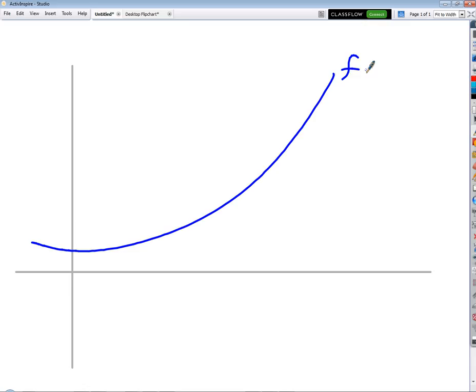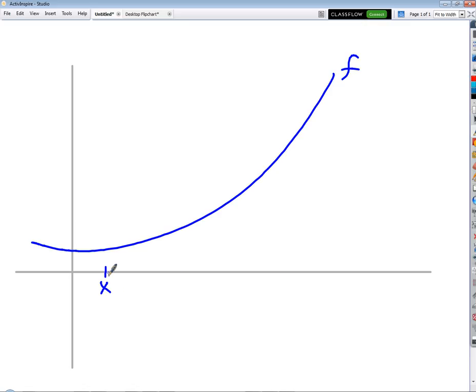Okay, so there's a function f. If we want to calculate the average rate of change of the function, the average rate of change is nothing more than the slope of a secant line. So let's just say we want to go from point x on the x-axis, and then we're going to move out some distance.